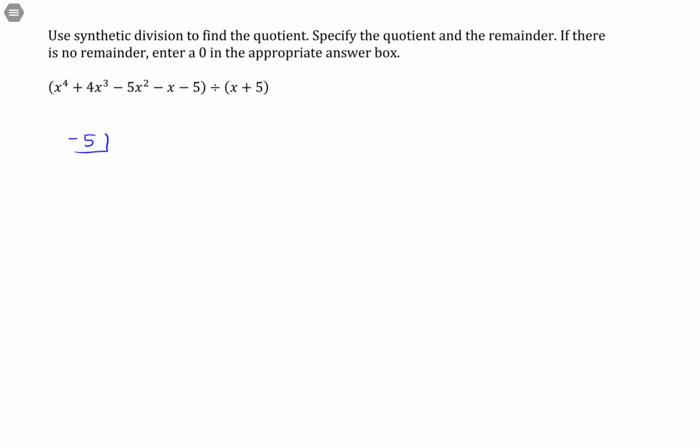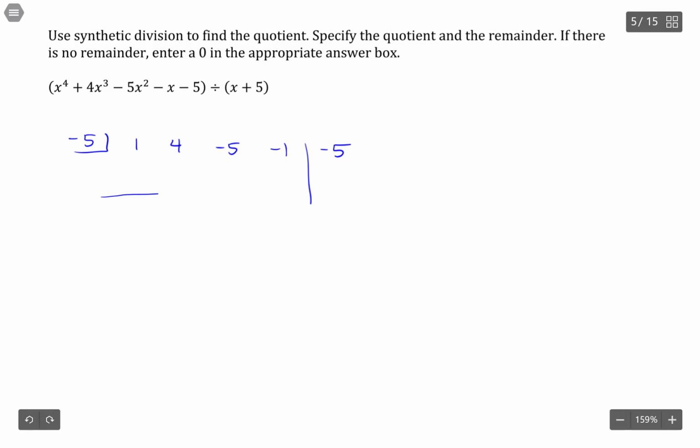So x to the fourth has a coefficient of 1, x cubed has a coefficient of 4, x squared has a coefficient of -5, and then -1, and finally -5. And what I do is generally set aside that last number like this and proceed.